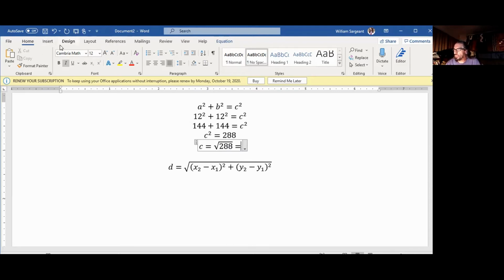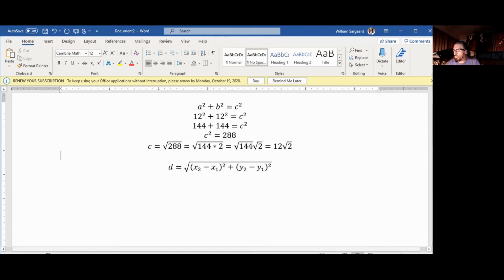Since that 144 was added to itself, that's the same as 2 times 144 under the square root. However, I'm going to put the perfect square part at the beginning. Apply the product rule for radicals to split up the multiplication underneath that square root into multiplication of separate square roots. And square root of 144 is 12. And then we can't do anything more to simplify the square root of 2. So there is our exact answer.